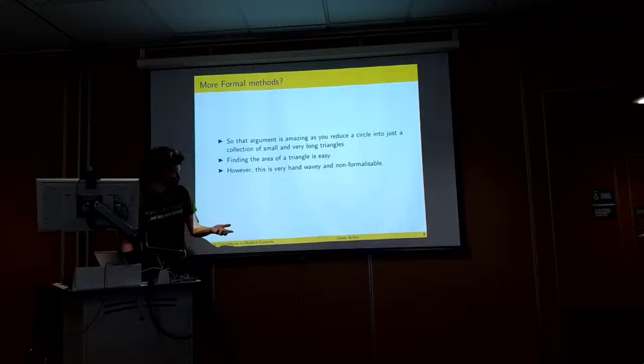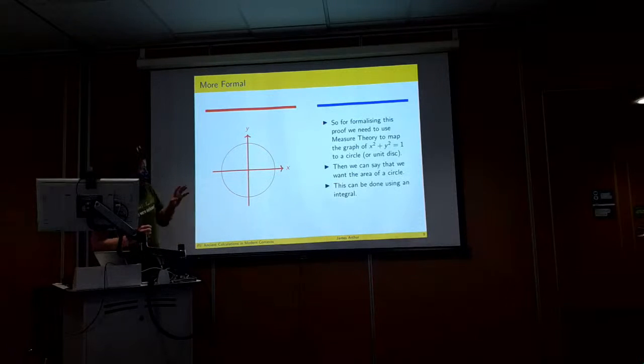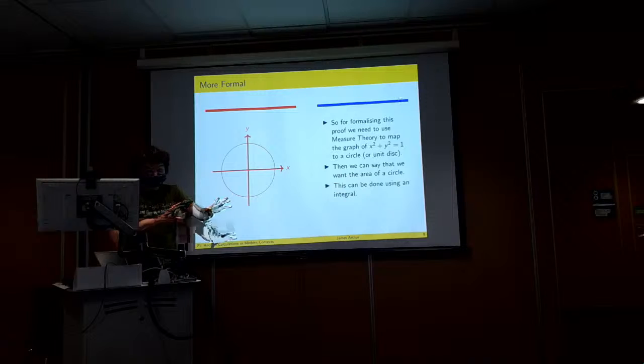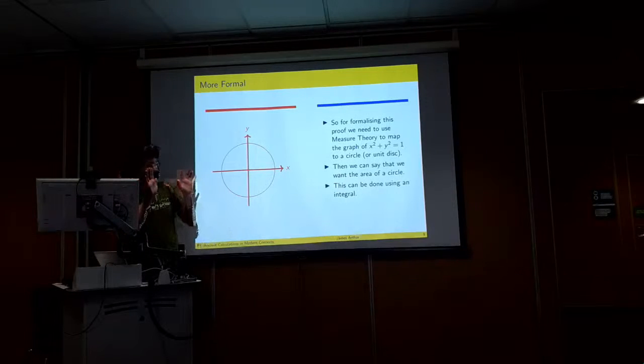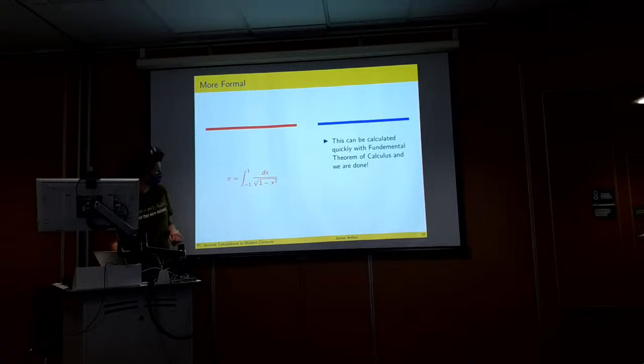So they came along and said, okay, let's start with a circle in a 2D plane. We know this is x squared plus y squared equals 1. If we take the circle and apply some measure theory, we can show that a unit disk is a circle here. Don't worry about the measure theory. I don't really understand it, but I trust that it is measure theory. That means we can say the area of a circle is an integral, which is that, and we can do that using the fundamental theorem of calculus, and we have that the area of a circle is pi. And we're done.